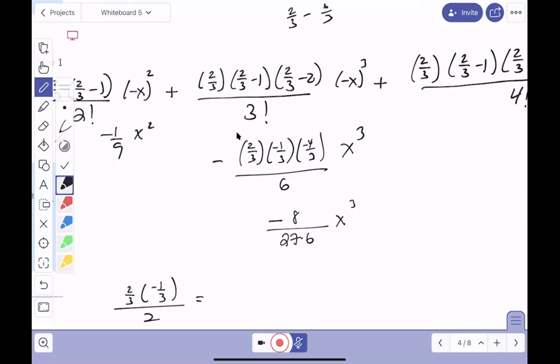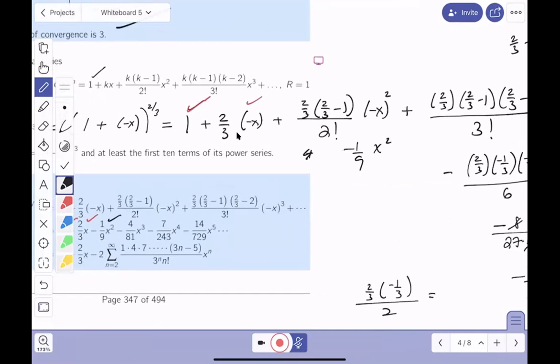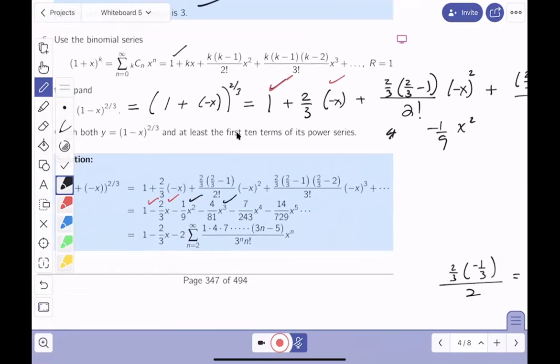What do you get over there? Well, I got to reduce it, right? So 4 and 3. So minus 4 over 81 x cubed. Let's see if we got that right. Yep, I got this one over here.